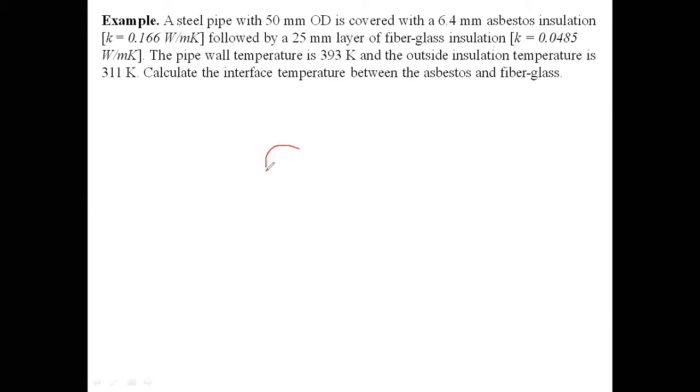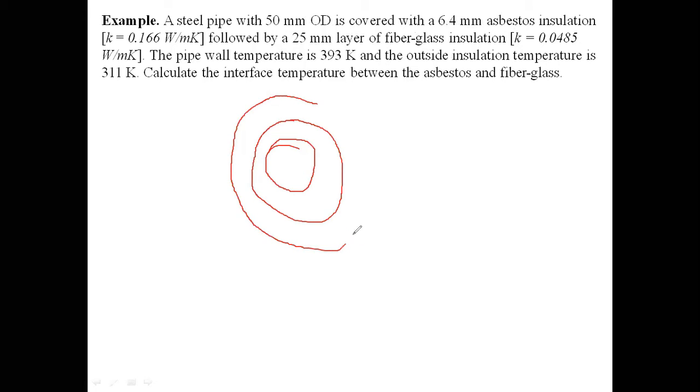Suppose this is your steel pipe. So this is 50 mm outer diameter and covered with a 6.4 mm asbestos insulation. So first, this is 6.4 mm thickness asbestos insulation. Then 25 mm fiberglass insulation. So this is 25 mm fiberglass insulation.